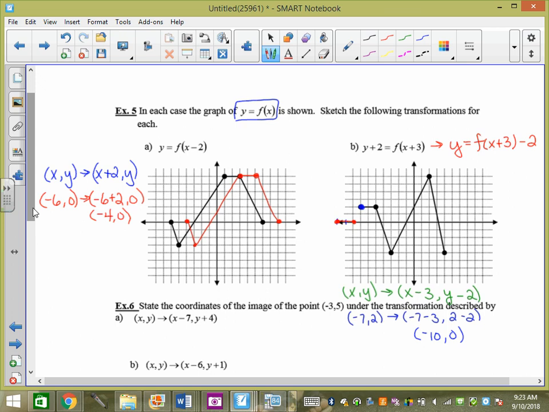3 to the left, 1, 2, 3, 2 down. Connect.